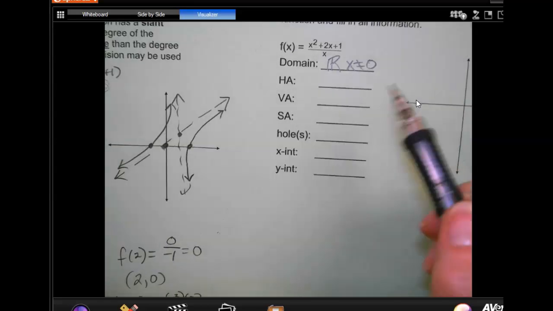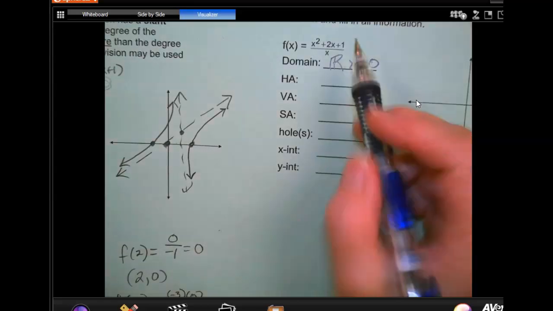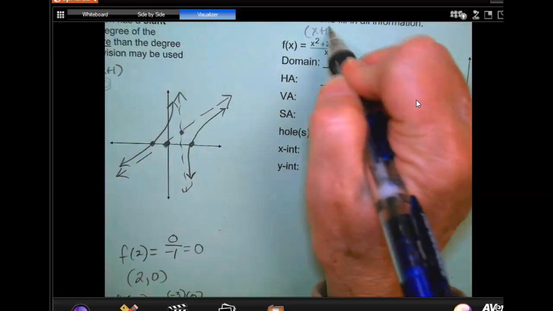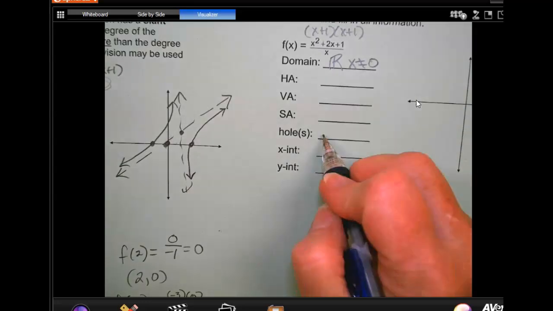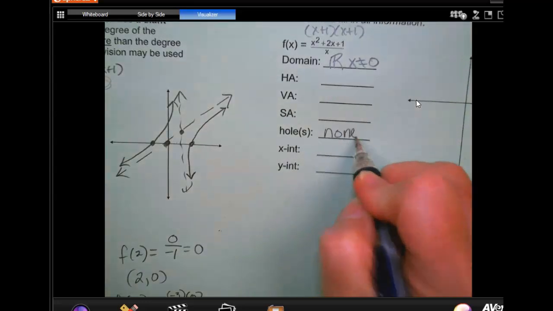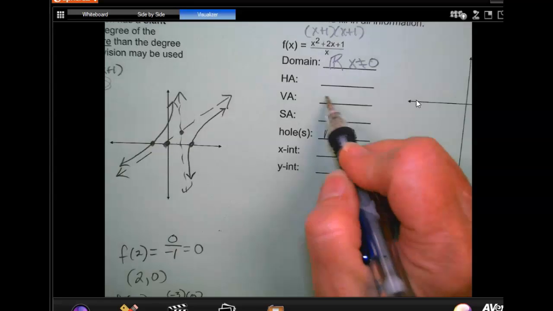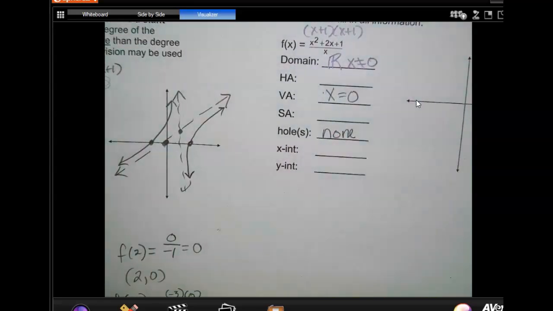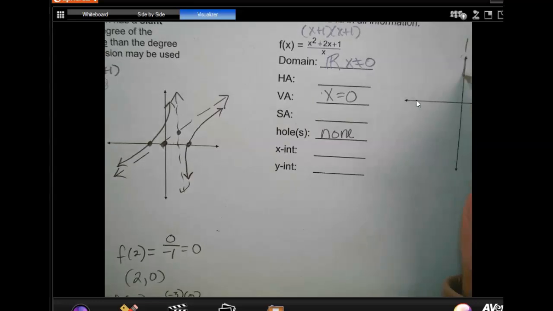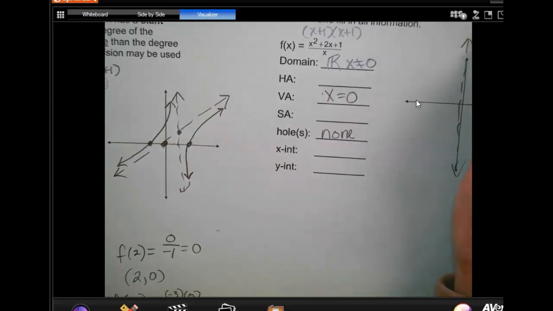All right. So my vertical, so on top, I get x plus 1 times x plus 1. Does anything cancel? So is there a hole? So now that I know there's no hole, now I can do my vertical asymptote, which is going to be x equals 0. So if x equals 0, it's this way. Vertical is up and down.